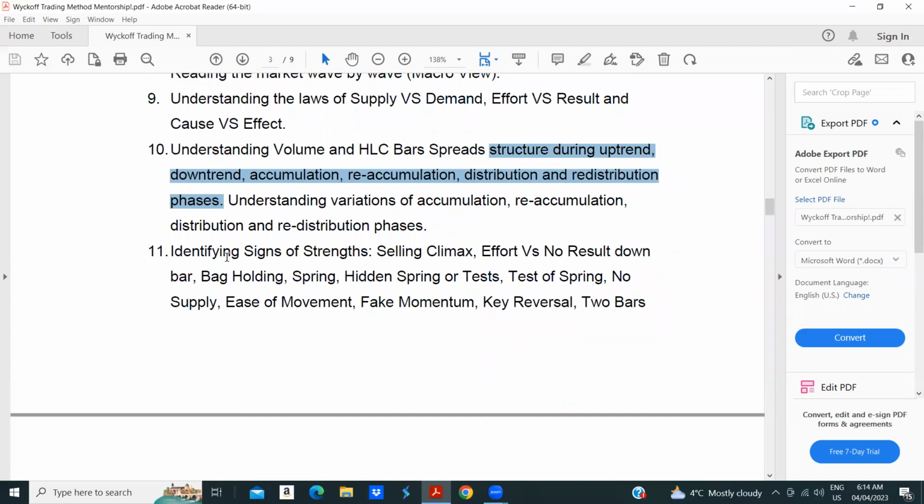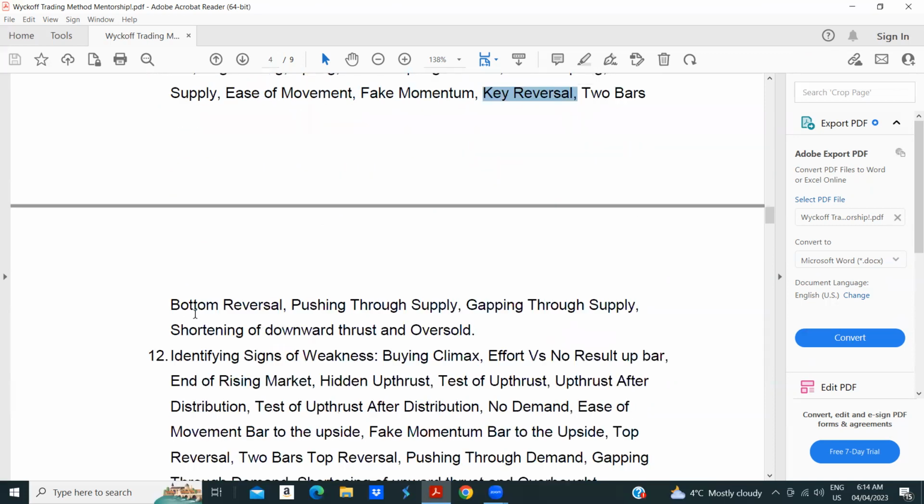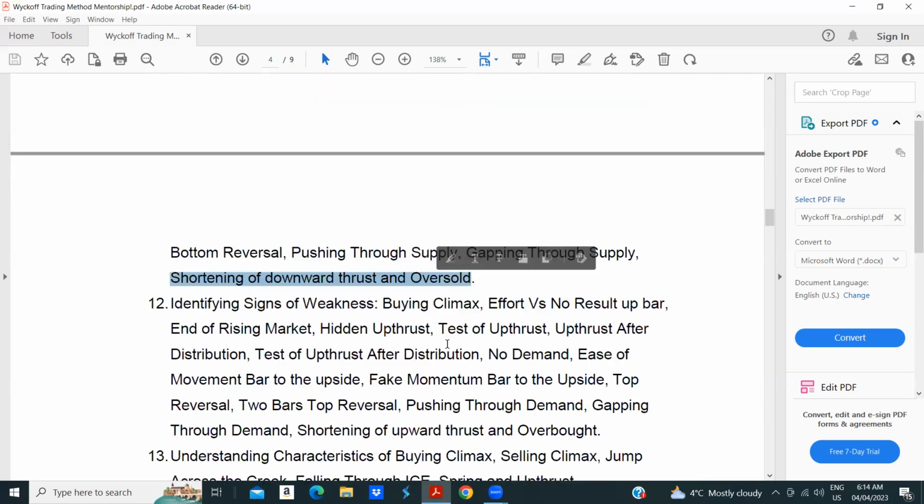Then we're going to identify the signs of strength like the selling climax, effort versus no result, down bar, back holding, spring, hidden spring or test of spring, no supply, ease of movement, fake momentum, key reversal, 2 bars bottom reversal, pushing through supply, gapping through supply, shortening of downward thrust, and the oversold.